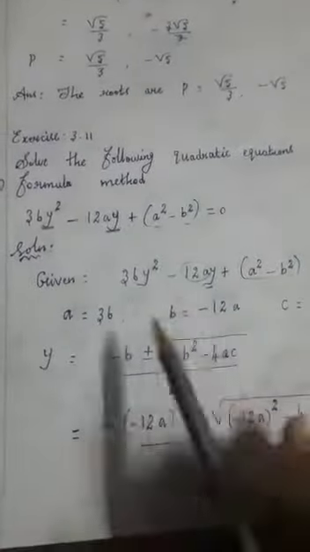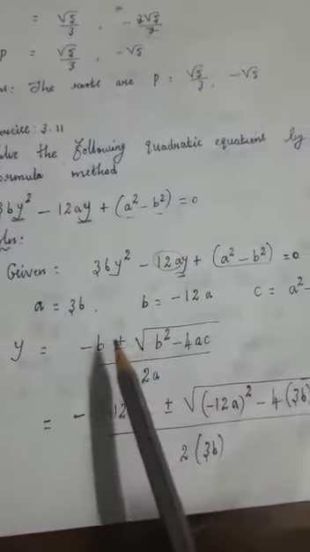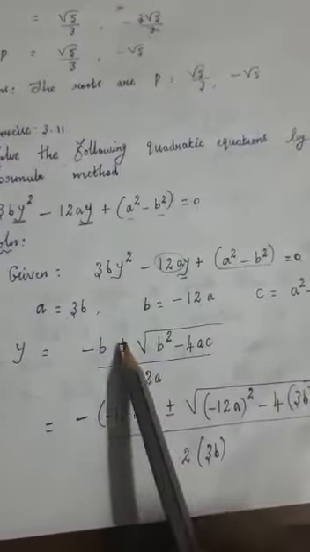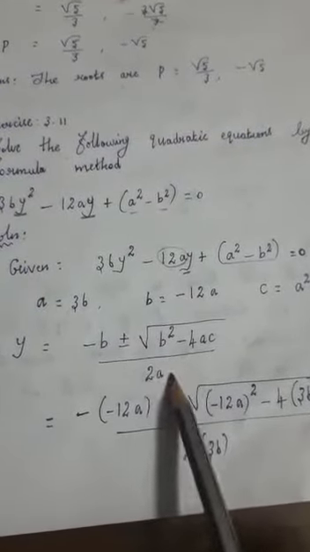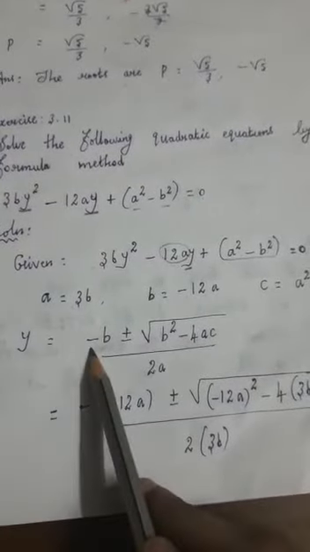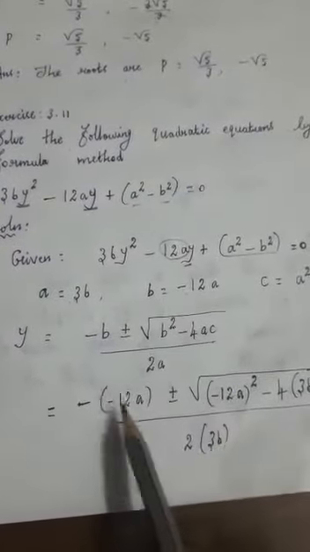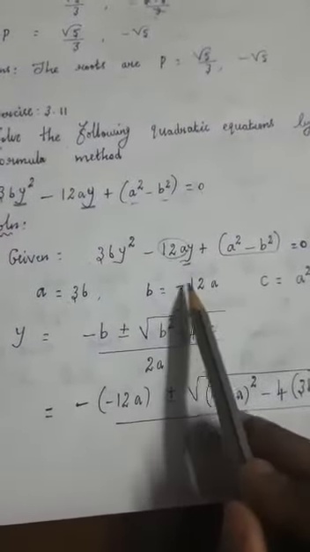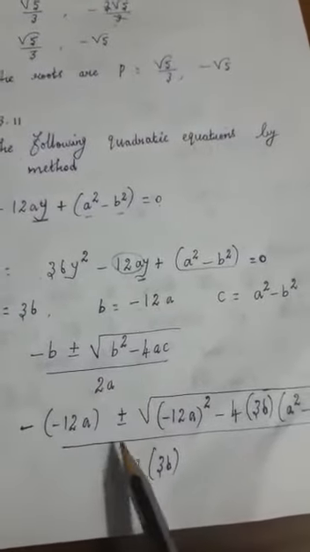Now you can apply. Here you need to find out the y value only. So you can write y is equal to, write the formula, minus b plus or minus root of b square minus 4ac divided by 2a. Now apply all the values. You already have the formula, and the minus b value, with the bracket, b value is minus 12a. So this minus minus will become plus, plus or minus.